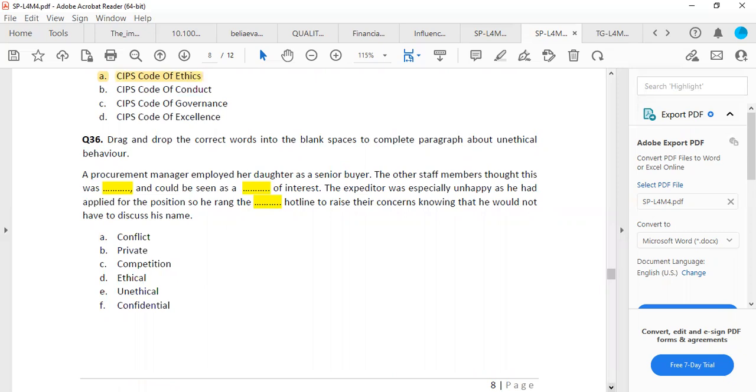Drag and drop the correct words into the blank spaces to complete the paragraph about unethical behavior. A procurement manager employed her daughter as a senior buyer.